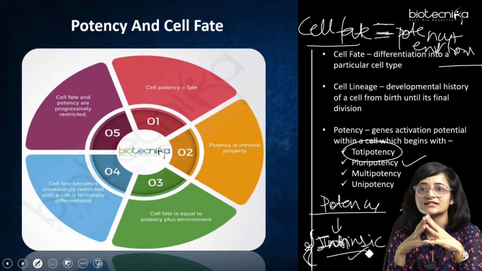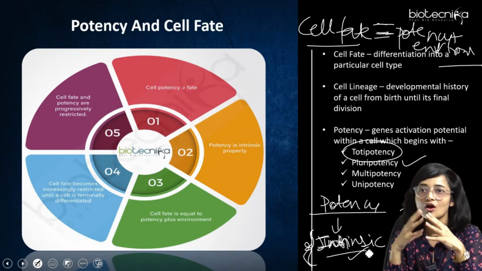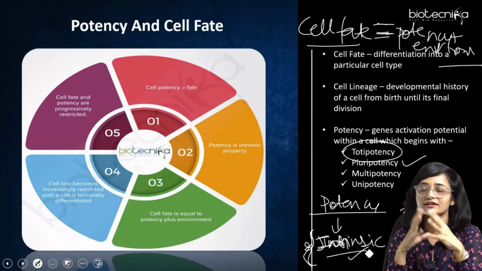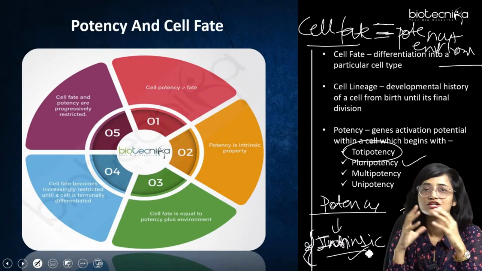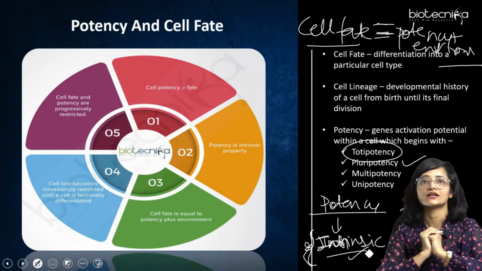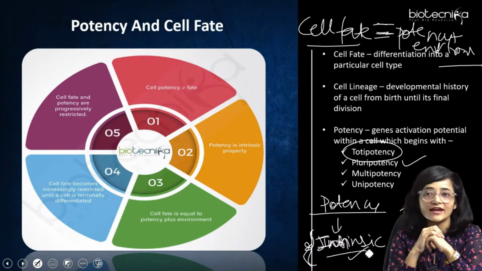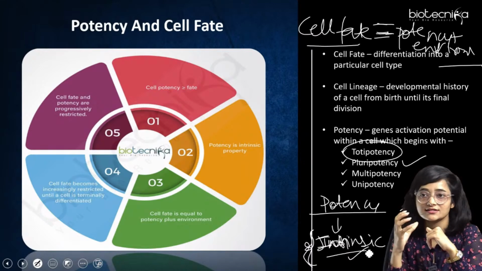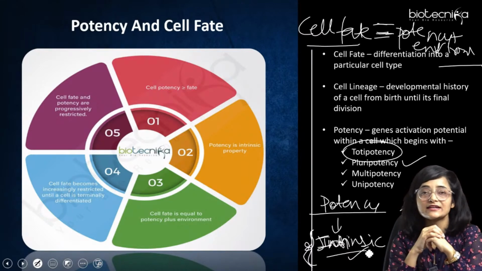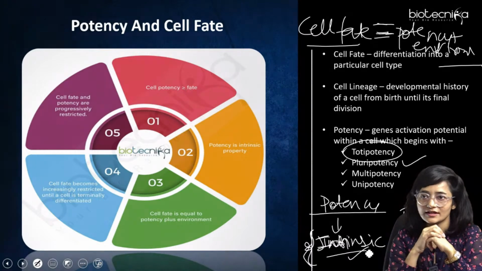In upcoming slides, you'll get more clarity about what potency actually means and how these different terms differ from each other, right? From this concept wheel, you can understand that cell potency is always greater than or equal to the fate. Whatever the fate of the cell would be, the potency or the potential of the cell would always be greater than it or equal to it. It can never be less than the cell fate, right?